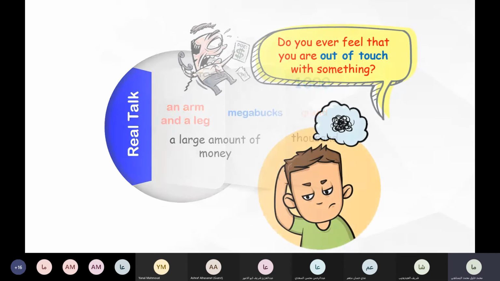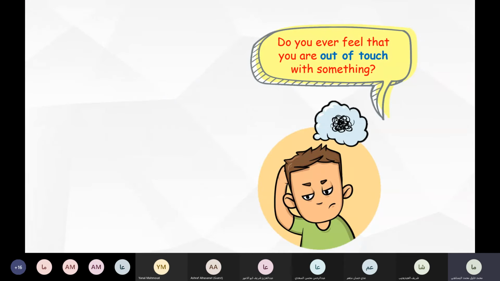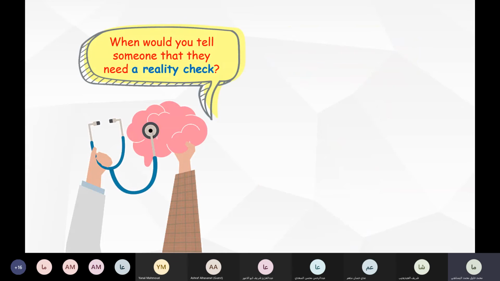Okay. Now, do you ever feel that you are out of touch with something? Sometimes, yes. Sometimes you are confused with some ideas and you discover that you are out of touch. When would you tell someone that they need a reality check? When his plan is not realistic. You have to tell him that he needs a reality check.